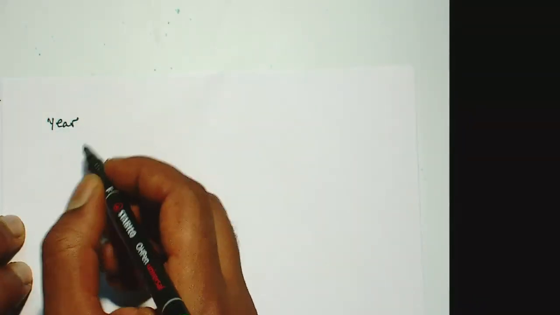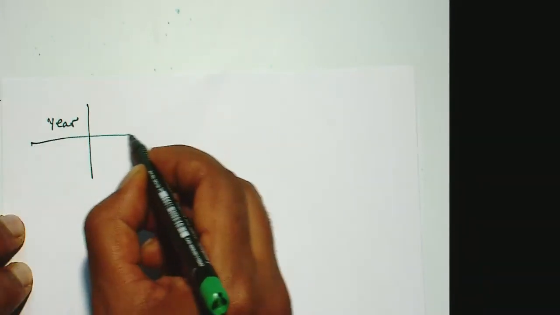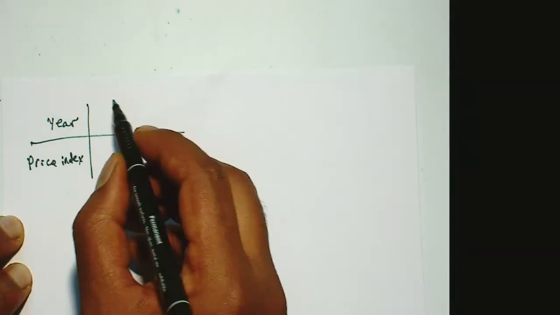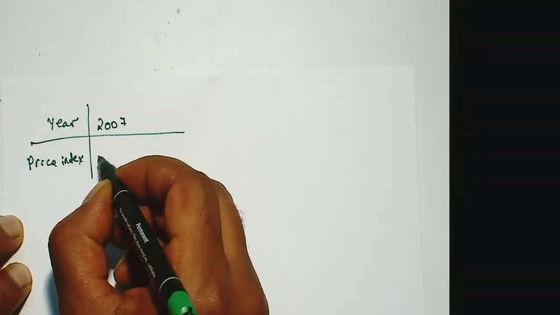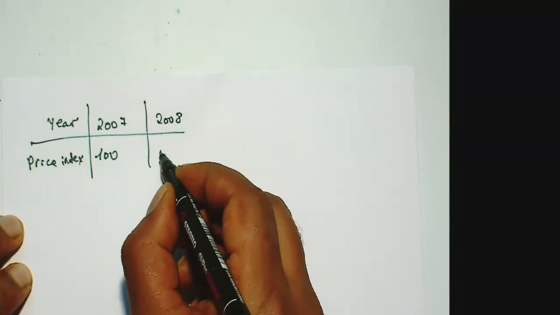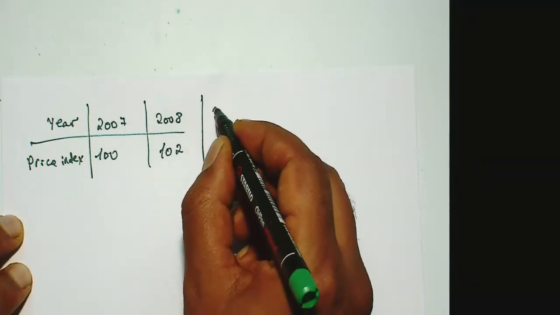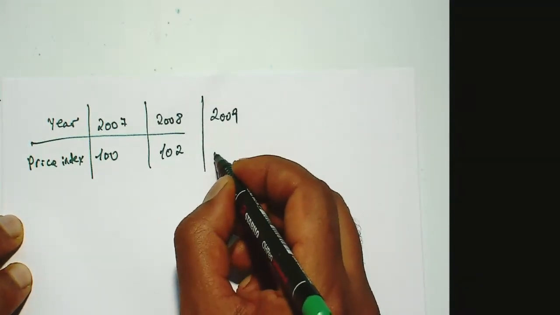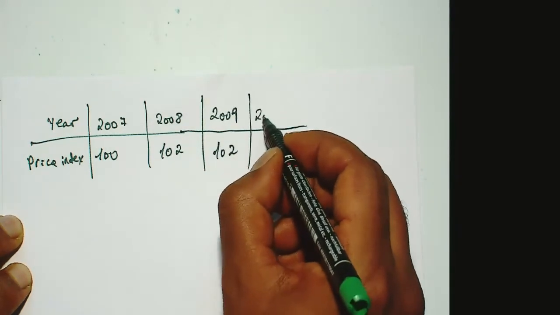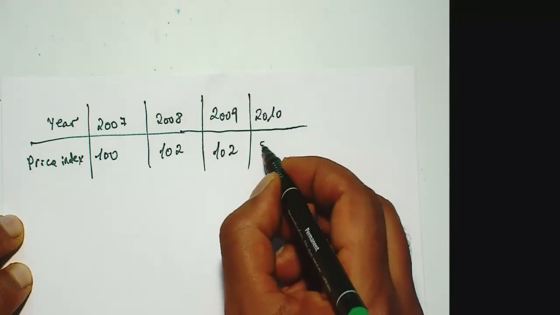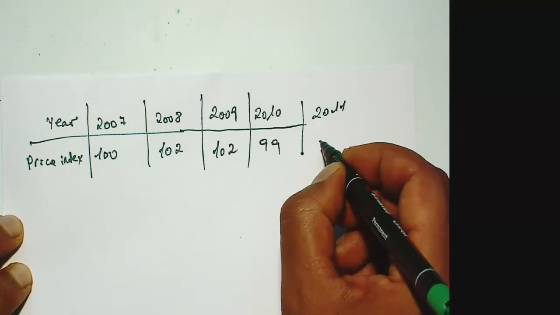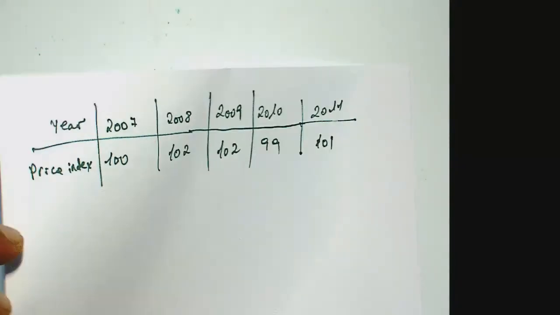So we had the year and the price index. In 2007, it was 100. In 2008, it was 102. In 2009, it was again 102. In 2010, it was 99. And finally, in 2011, it was 101.